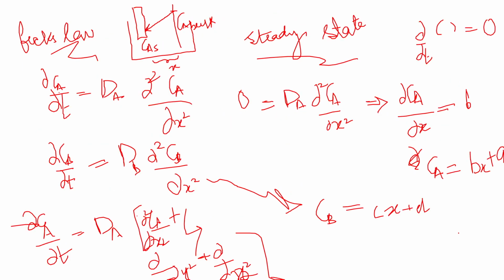So integrating here, same like this one, because there's also of the form DB into dou square CB by dou x square is equal to 0. So when I integrate this, I get something like this. I'll name this 3. Now, next thing is you need to know the boundary conditions.